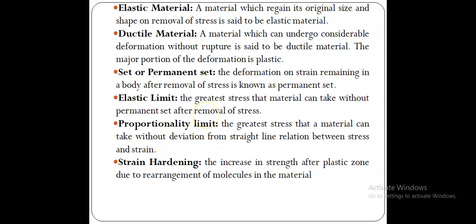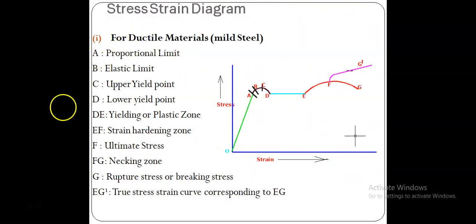Then next, proportionality limit: the greatest stress that a material can take without deviation from the straight line relation between stress and strain. Yes, so this is the proportionality limit, the straight line portion, O to A. So A is the proportionality limit, and this is the linear portion.